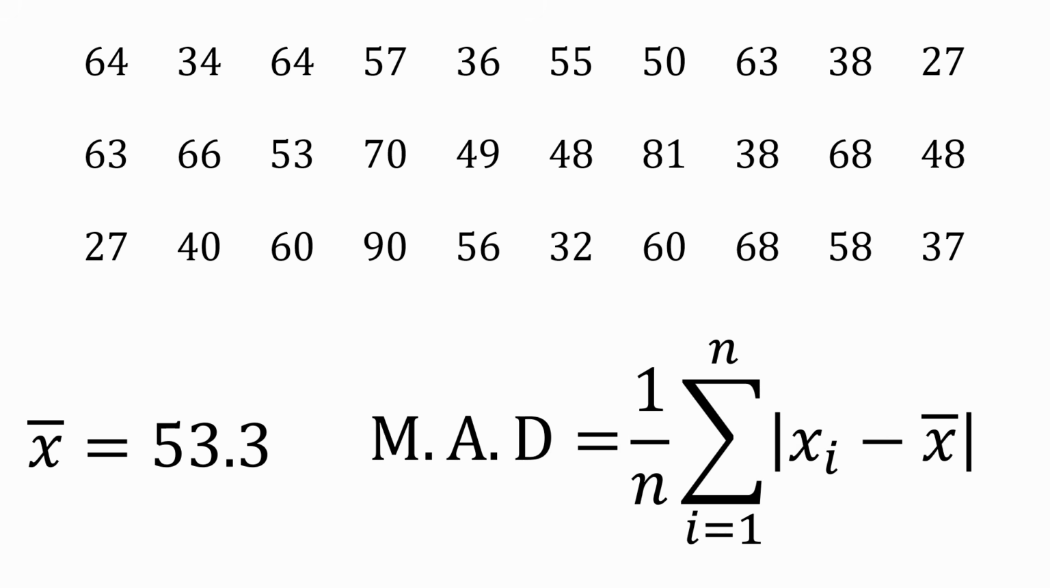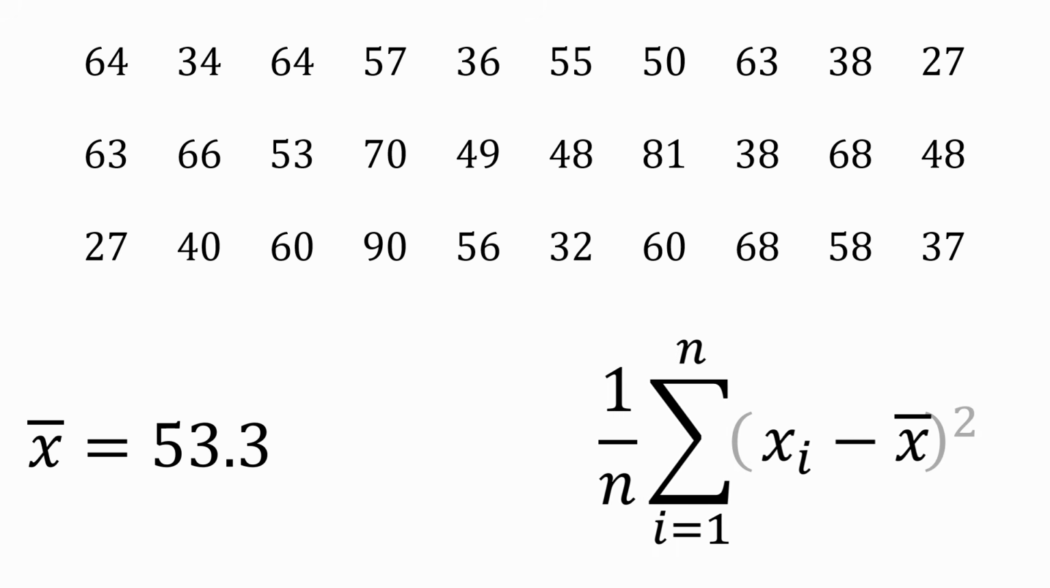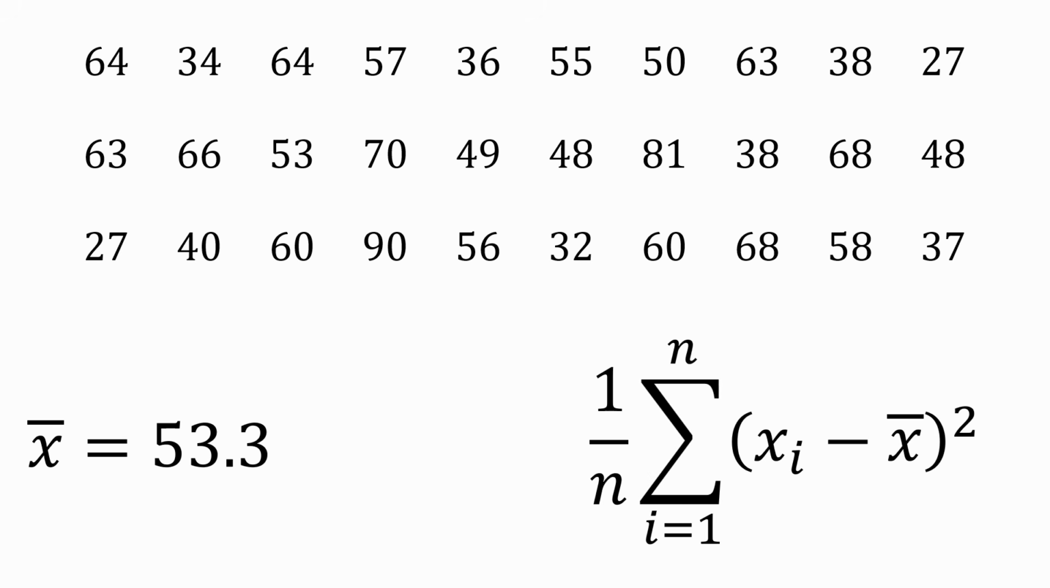The only problem with it is that absolute values are very difficult to manipulate. There is another way we can ensure that each term of the sum is positive, that is by squaring them. And we call this the variance, which I'll write as sigma squared. This has the advantage of being able to expand out the brackets, which makes it much easier to manipulate and discover new facts about the variance.